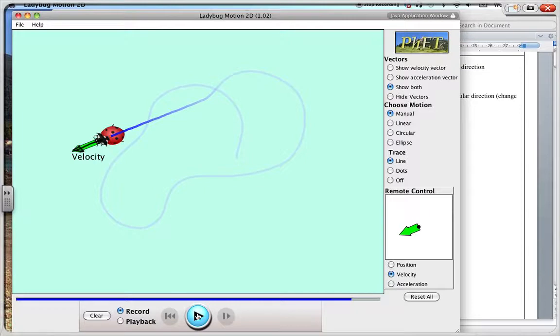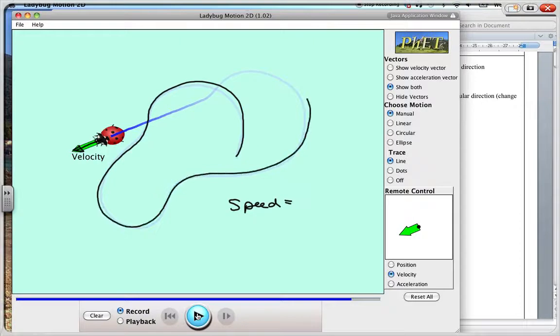Again, here, if I wanted to measure the speed, I would have to take the whole path. I'd have to measure that whole path. I'll get the distance and I'll divide it by the time. If I wanted to take the velocity, I've got to go from where I start to where I end.